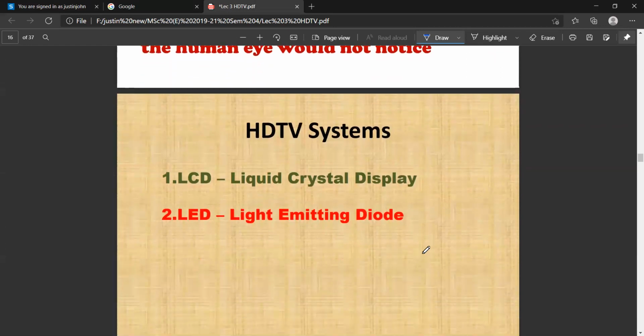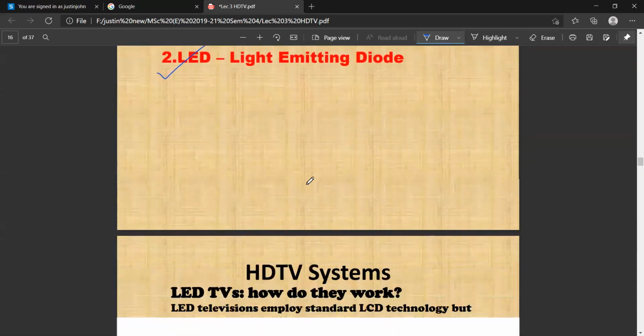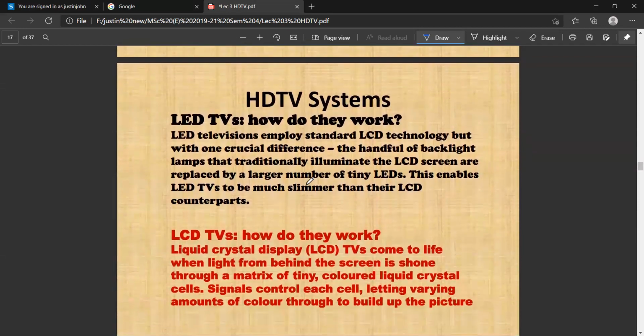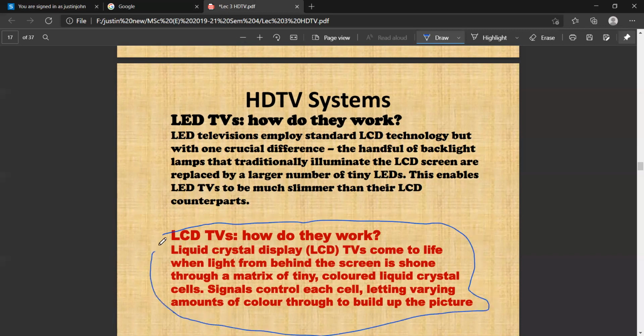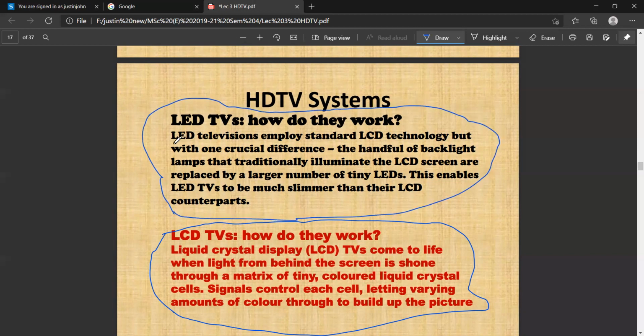Now we have two types of high definition TV systems. The first system is called LCD, the liquid crystal display, and the second system is called LED, the light emitting diode display. Now, what is the difference between LED TV and LCD TV? Basically, there is only one difference. Both these systems use liquid crystals. Liquid crystal has to be illuminated on its backside. This illumination is done in the case of LCD TV by a standard fluorescent tube or a compact fluorescent tube. But in the case of an LED TV, this illumination on the backside of a liquid crystal is done by an LED. This is the basic difference and the only difference between LCD and LED TV systems.